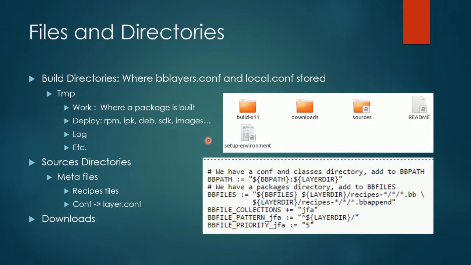After we have set up the environment, we're going to have something like this. So the build x11 is where the BB layer and the local configurations are stored. After the compiling, we're going to see the temp folder. Inside the temp folder, we're going to see work, deploy, log, and a lot more files. The source folder is where we store the meta layer, the recipe file, and the tree structure on how to get the recipes. The download folder is where we store all the files that we get from the recipe instructions.